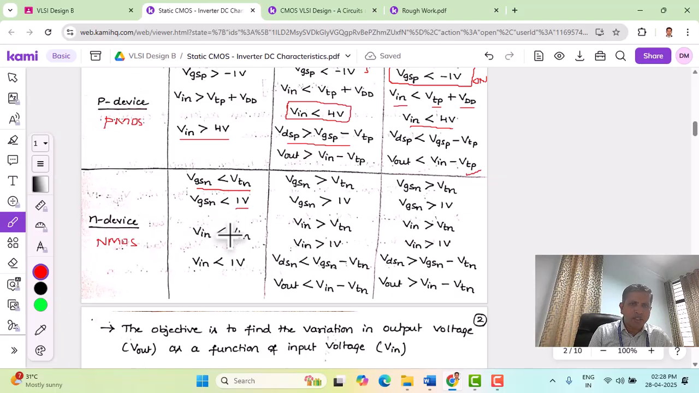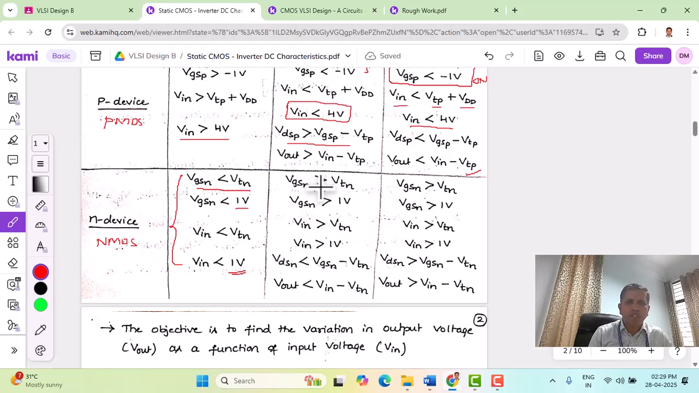The input required for this: VGSN and Vin are both equal. Therefore, input Vin should be less than VTN. Vin should be less than the VTN value, and the typical value is going to be 1 volt. So these are the couple of conditions that we need to satisfy for the N-channel device or NMOS device to operate in the cutoff region.